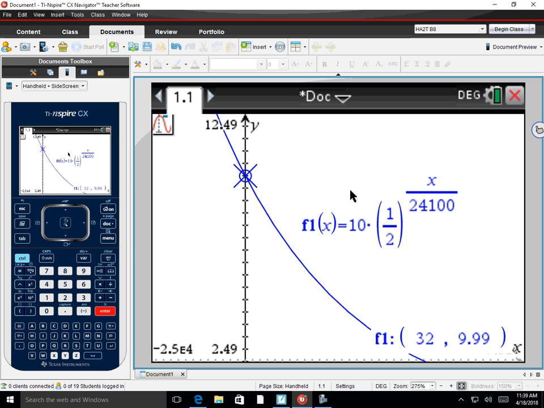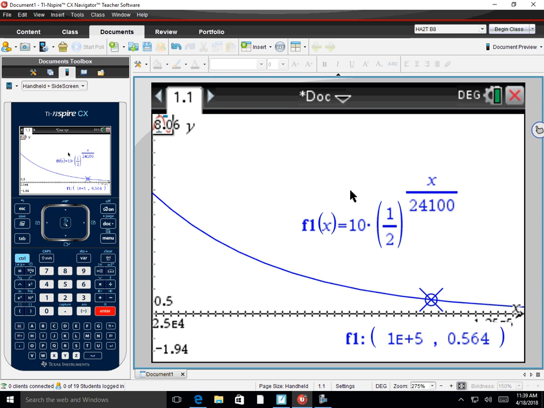All right, what about in 100,000 years? So if I type in 100,000, in 100,000 years, we'll be down to how much radiation or how many pounds of this substance? 0.5. So in 100,000 years, it'll be down to like 1/2 pound. Will it ever get down to 0 pounds? Probably not. Or definitely not.